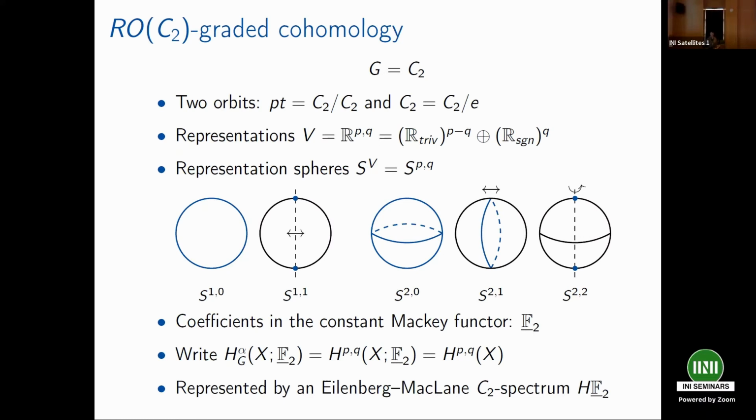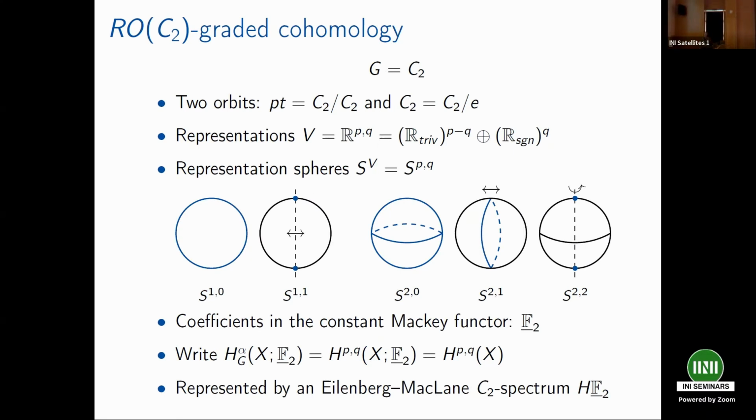And like the non-equivariant story, this is represented by a stable object. So it's represented by a genuine C2-equivariant Eilenberg-MacLane spectrum. And I write essentially the same thing as the non-equivariant case, but with this little underline to remind myself that there's a Mackey functor lurking in the background.